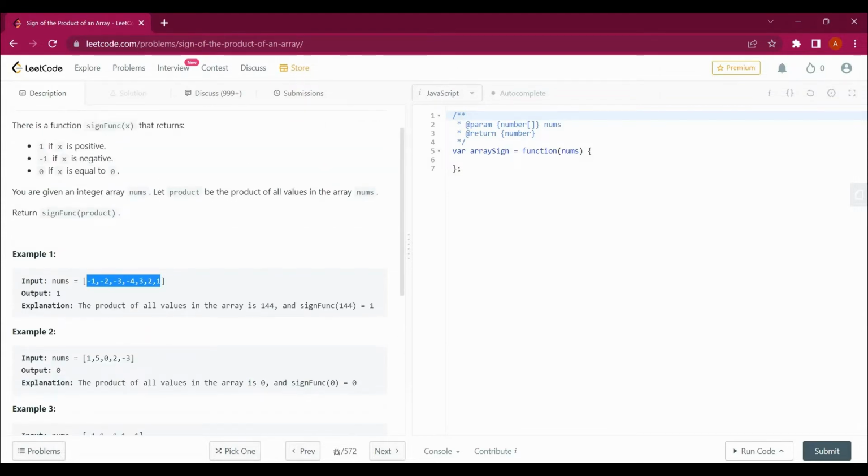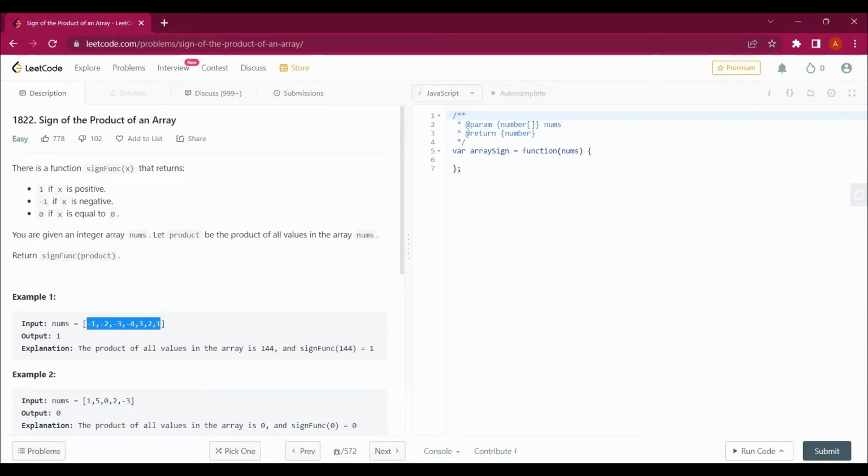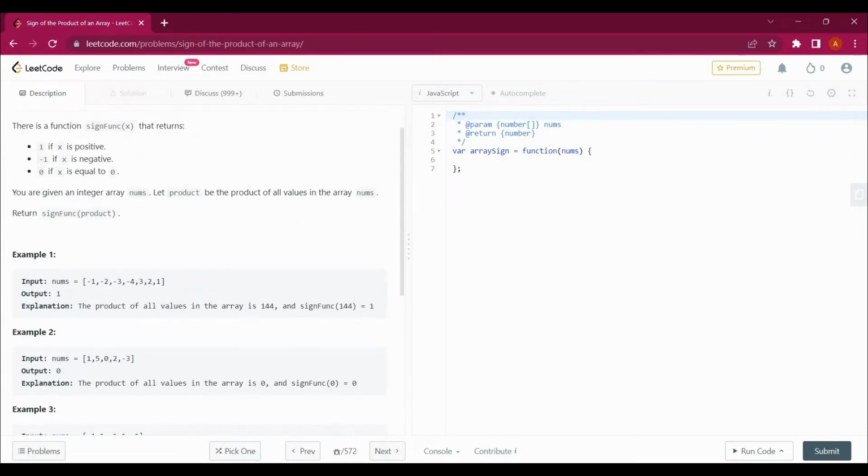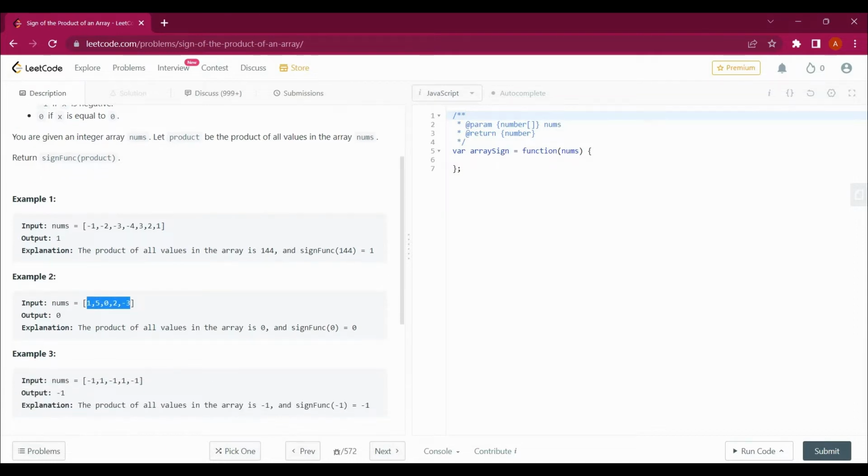So it's quite simple and straightforward. We have to check each and every value and multiply all the values, and if the product is positive then we have to return 1. If it is equal to 0, then we have to return 0. If it is -1, then return -1.